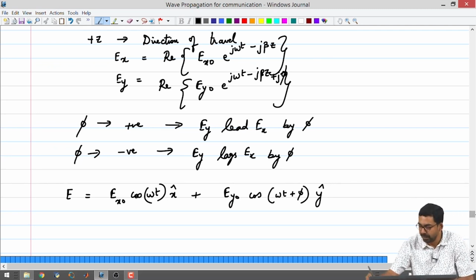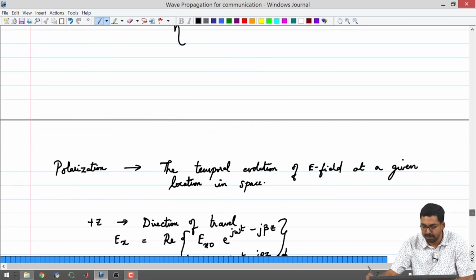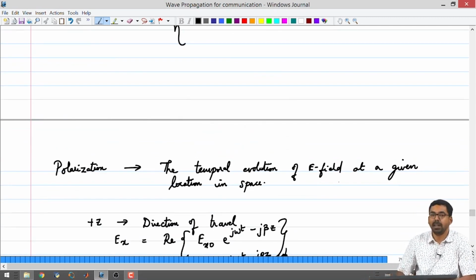The way we have defined polarization, at a given point in space we are trying to find the temporal evolution. At a given space means that I have to assume a point and then observe that particular point at all instants of time. The simplest point that I can observe is z equal to 0.